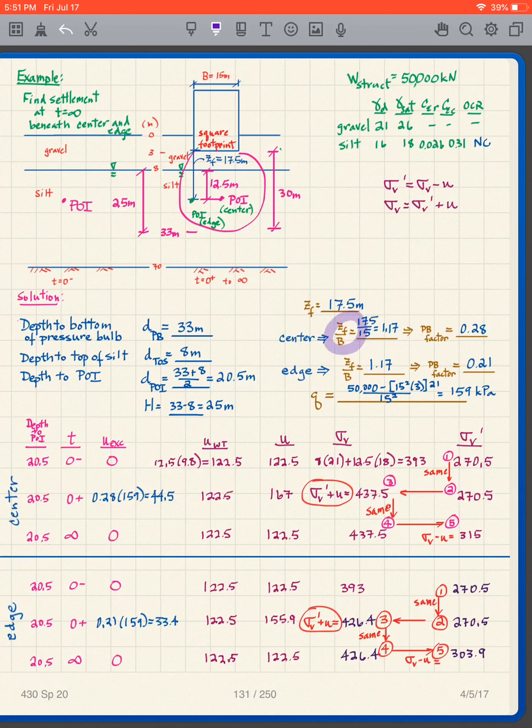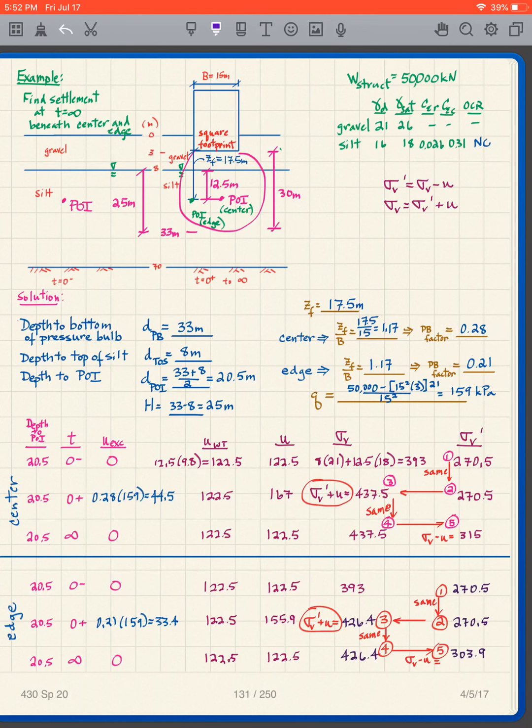My Z sub F over B, I simply divide that number by 15. And it's the same for both the center and the edge, 1.17. I'm not going to go through it, but you can go into the pressure bulb. Below the center, I get 0.28 contour, approximately. Beneath the edge at the 0.21 contour, approximately.